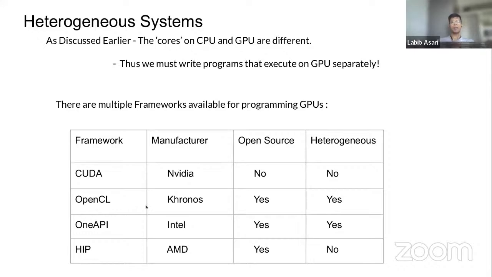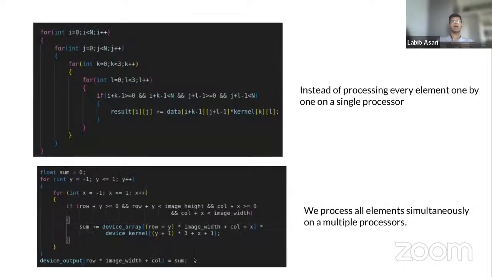Then there is oneAPI, developed by Intel. It is also open source and heterogeneous. HIP is developed by AMD, so it is not fully heterogeneous. If we write our code in HIP, it can be executed by an AMD GPU as well as an NVIDIA GPU, but it cannot be executed by any other GPU. So they specifically focus on only two types of GPUs, not a general case. And now, as I mentioned, we have to program the CPUs and the GPUs separately.